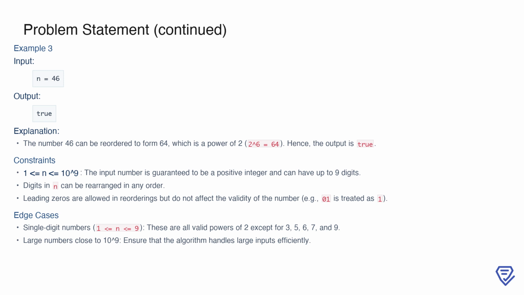Additionally, the problem comes with a few constraints. The input number n is guaranteed to be a positive integer and can have up to 9 digits. When rearranging the digits, leading zeros are allowed but do not affect the validity of the number. For instance, 01 is equivalent to 1. This flexibility ensures that all possible reorderings are accounted for.